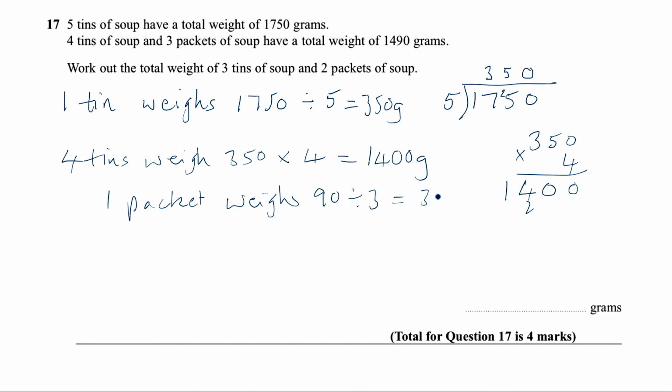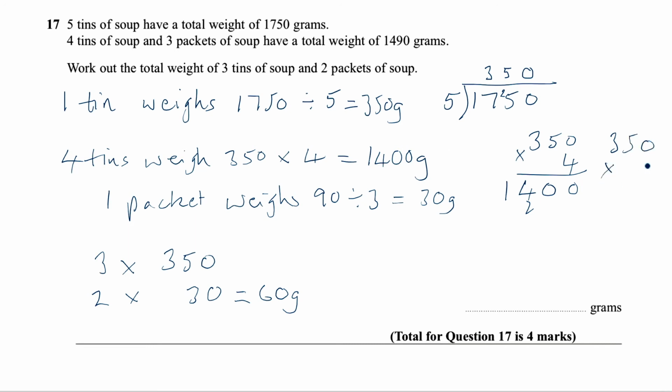Which is 30 grams. So now we want 3 tins and 2 packets. So 3 times 350 and 2 times 30. 2 times 30 is very easy, of course, that's 60 grams. What about the 3 times 350? Let's do that just here.